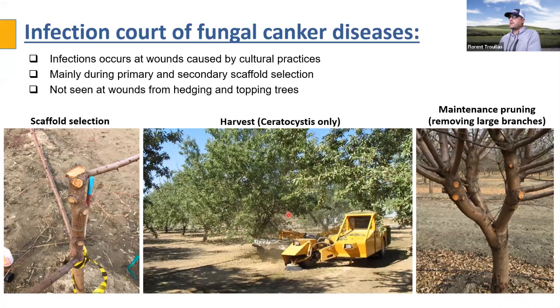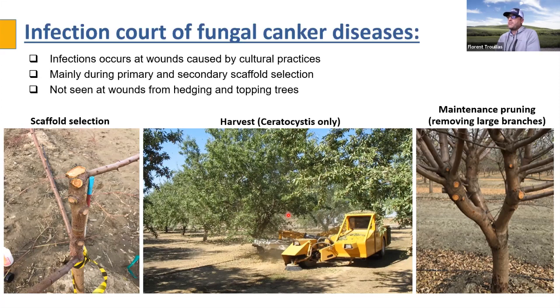Finally, I just mentioned harvest shaker injury, but that will be a site of infection only for Ceratocystis canker and not any other disease. So if you have shaker damage and you see gumming, you are dealing with Ceratocystis canker. And finally, maintenance pruning. When trees are getting older, when lower limbs start to die, growers have tended to do a cleanup pruning or maintenance pruning, removing large branches.